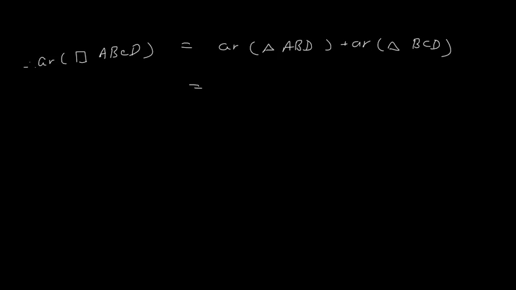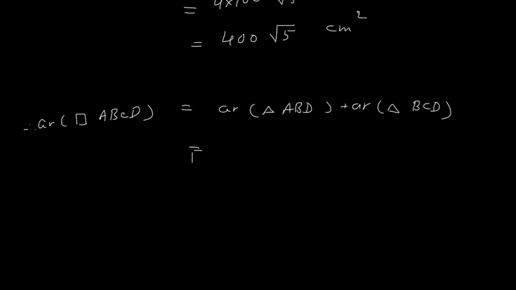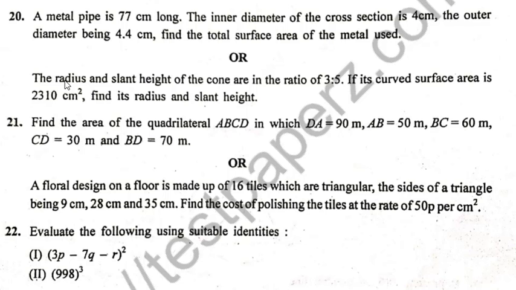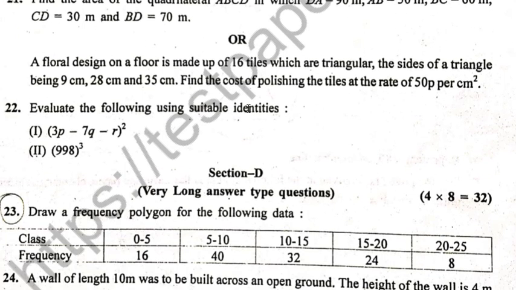This is 525 root 11, plus this is 400 root 5 centimeter square. If you want to take common, you can take a few terms common, but no need to take anything common. So you have to find the area.